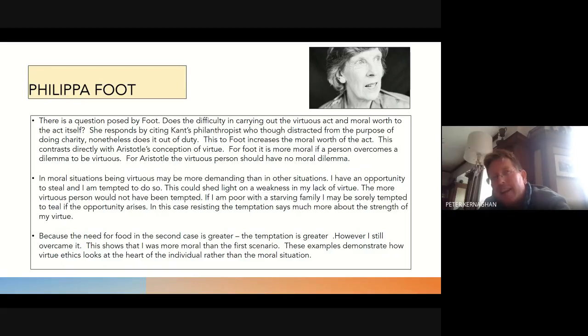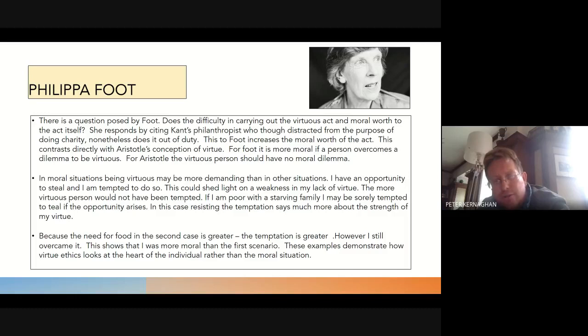You can do the right thing, you can do your duty, even if it's easy, or if it is difficult. Either way, you just do the right thing. But Foot says doing the right thing when it's difficult is a more moral thing to do. And that makes Aristotle's virtue ethics, or her version of it, better than Kantian deontology.